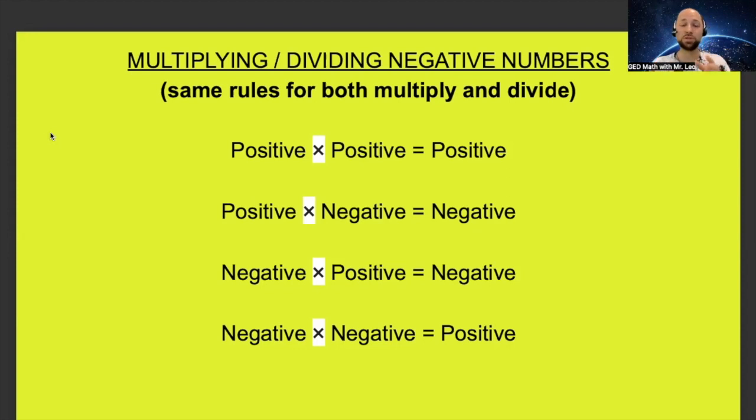These are the rules for multiplying and dividing. They're the same set of rules. Multiply and divide are opposites of one another, so these rules stand for both. Check this out right here. A positive times a positive is a positive.